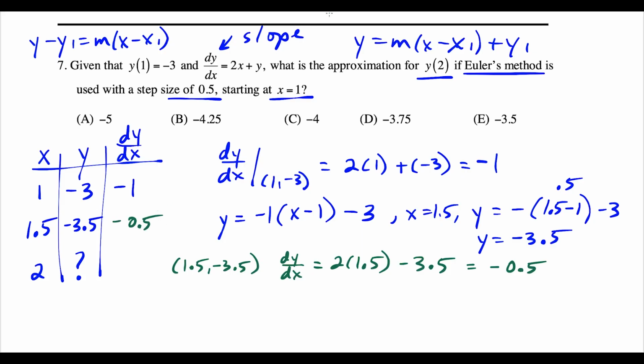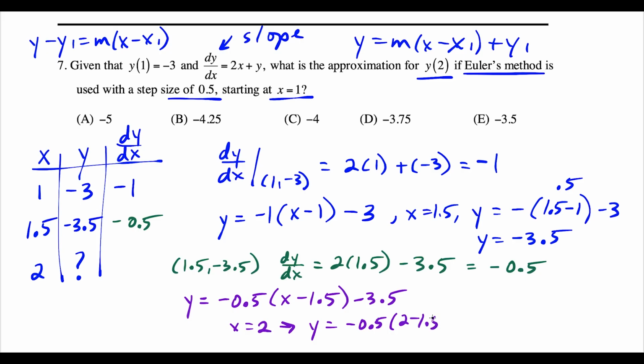And now I'm going to write the equation of a line again, except I'm using this point and this slope. So next we would have, using this equation here, y equals, the slope is -0.5, I have x minus, the x value is 1.5, and then I have plus y1, which is minus 3.5 in this case. So the last thing I need to do now is just plug in x equals 2. So if I plug in x equals 2, this tells us our y value is -0.5 times 2 minus 1.5 minus 3.5.